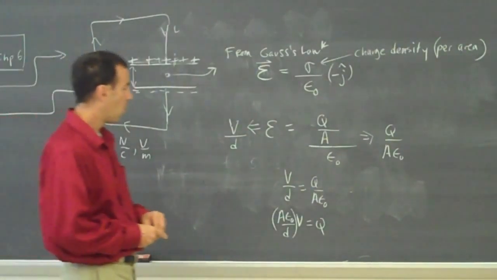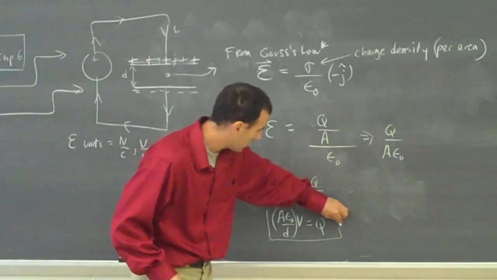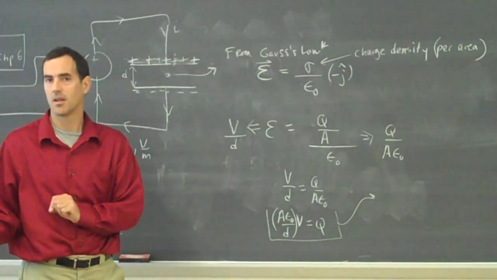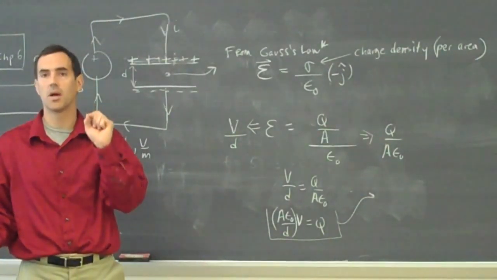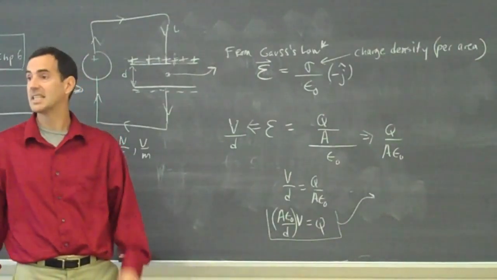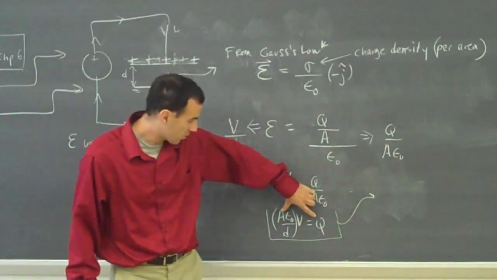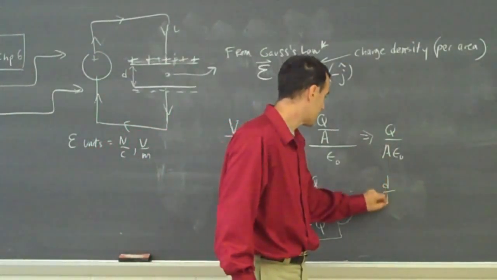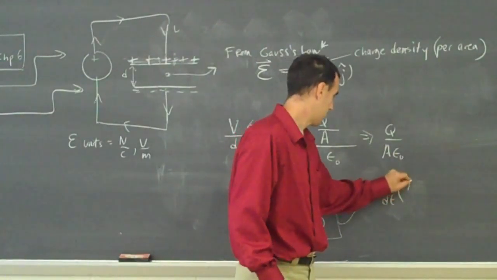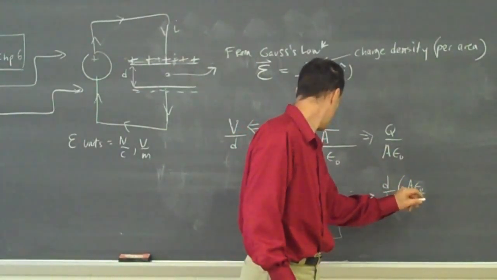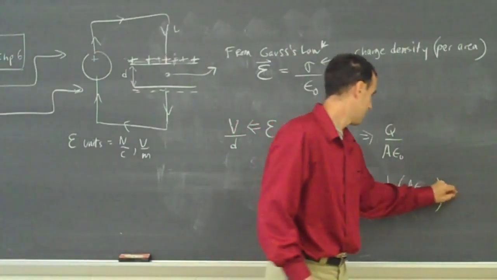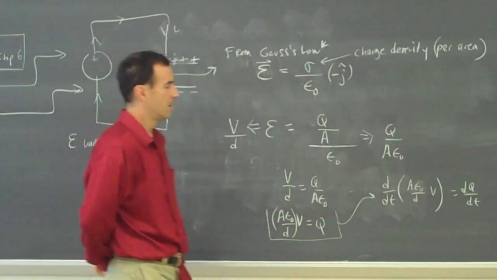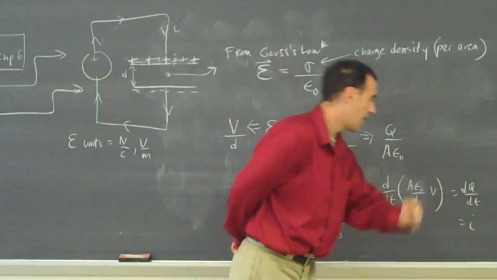While that might be useful in some cases, I'd like to get a relationship between current and voltage. What should I do to both sides of this equation that would take Q and turn it into a current? Take a derivative. Take a derivative with respect to what? Time. So current is dQ/dt. I'm going to take a derivative of both sides: a derivative with respect to time of A epsilon 0 over D times V equals a derivative with respect to time, dQ/dt. dQ/dt is called I, that's the current.